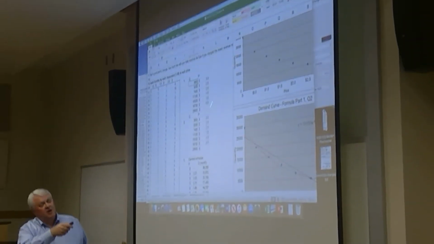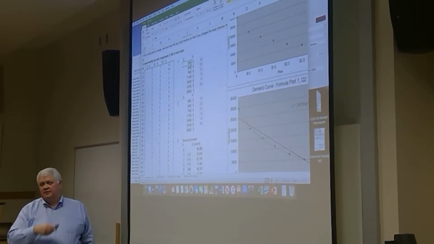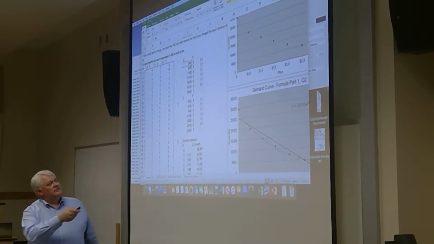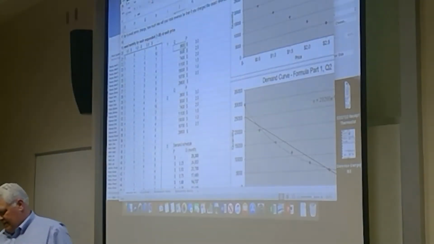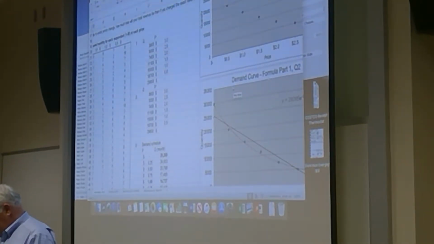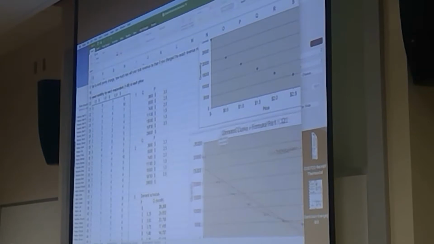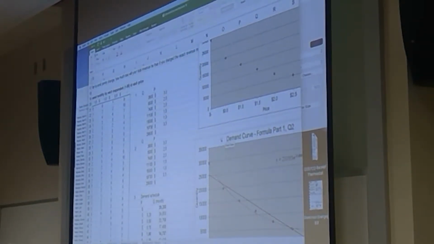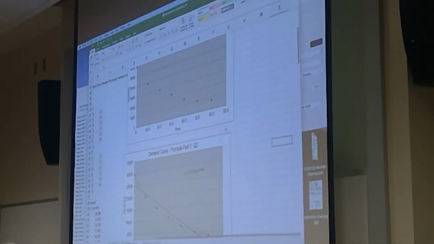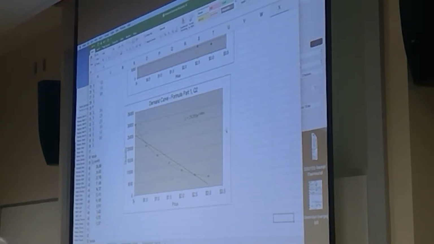data side by side in columns like this to be able to graph it, to use charts to graph it like that, okay? The same thing here. Now, let me show you this quote. Here is the graph for part 2.